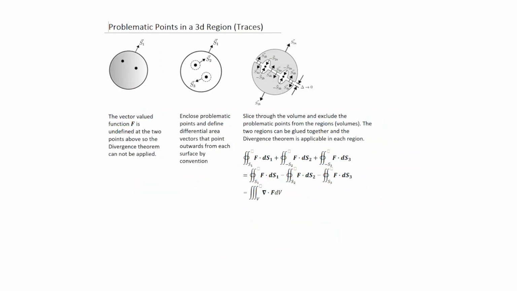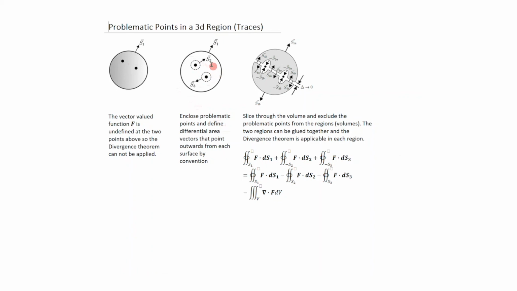And lastly, what about problematic points in a 3D region? Here I've shown just traces. For instance, you have a point here, which you basically want to avoid, and a point here, which you want to avoid. And so we have drawn circles around them. In actual reality, in a 3D diagram, this would be a hollowed out sphere and another hollowed out sphere, which encircle these points.